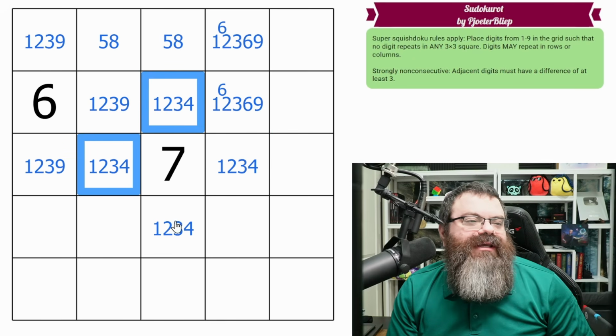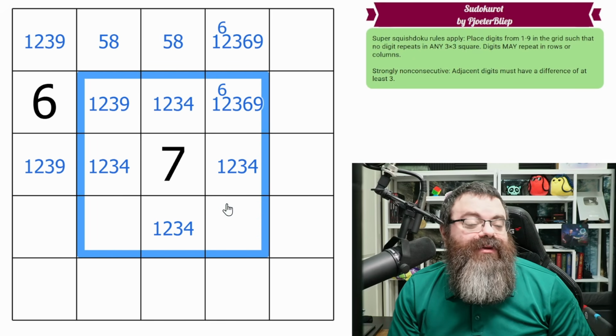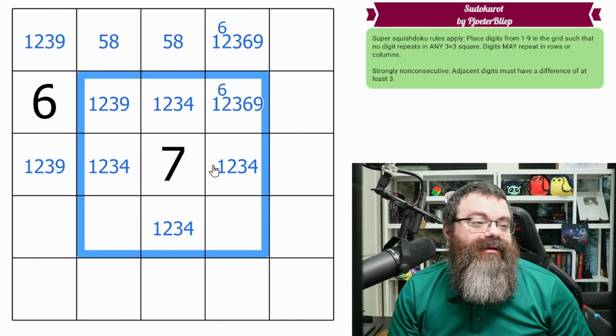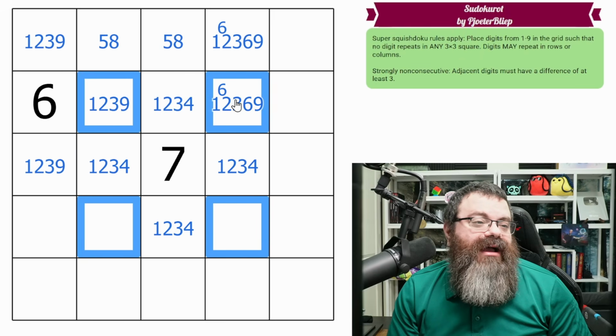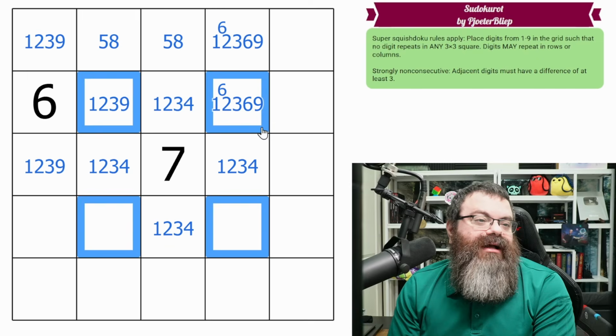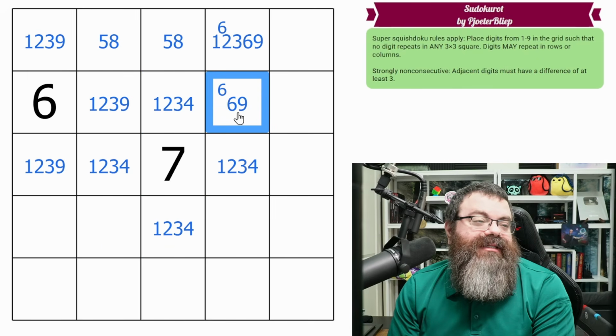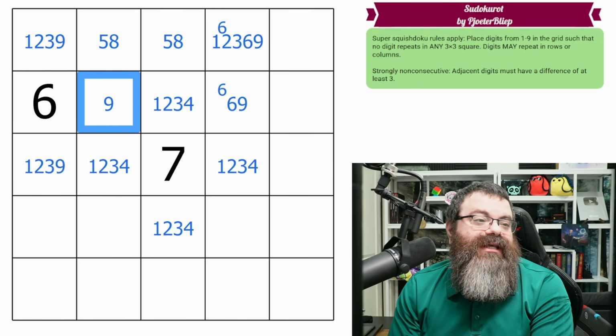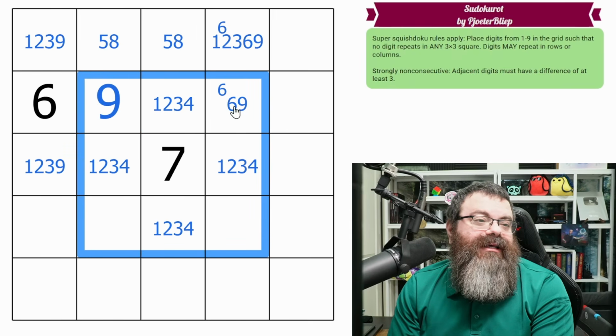Yeah, so in this 3x3, we have a 1, 2, 3, 4 quad. I should have noticed that earlier. And so now these have to be the other 4 digits. Since this can't be 1, 2, 3, this is down to 6, 9. This can't be 1, 2, 3, so it is a 9. And that's going to remove 9 from here because this 3x3 area already has a 9 now.